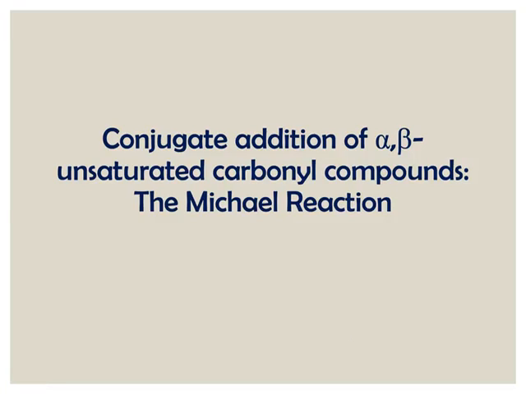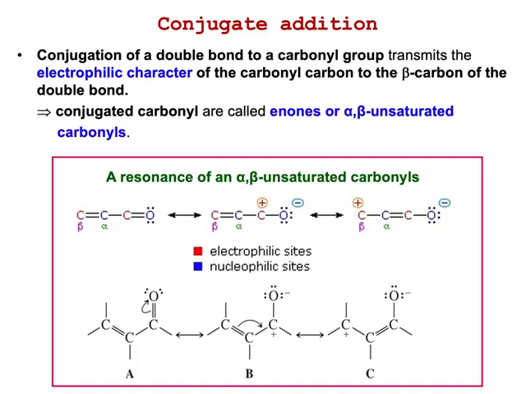So next is conjugate addition of alpha beta unsaturated carbonyl compound. So the reaction involved is Michael reaction. Okay, conjugate addition. Conjugation of a double bond to a carbonyl group transmits the electrophilic character of the carbonyl carbon to the beta carbon of the double bond.